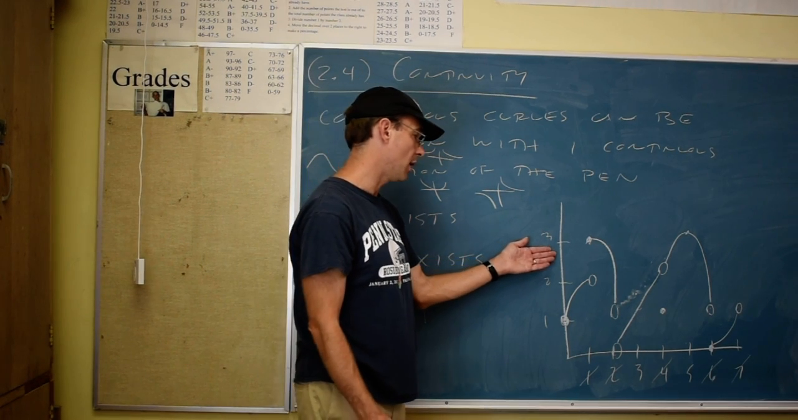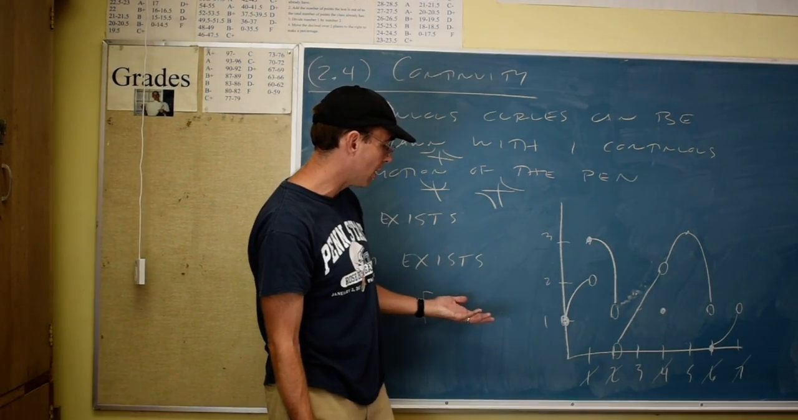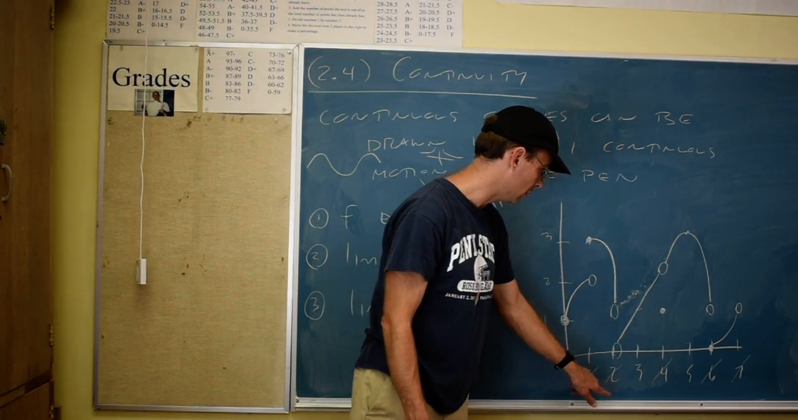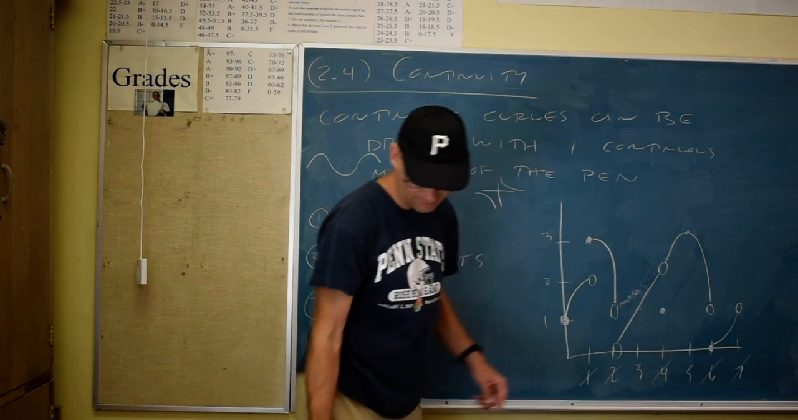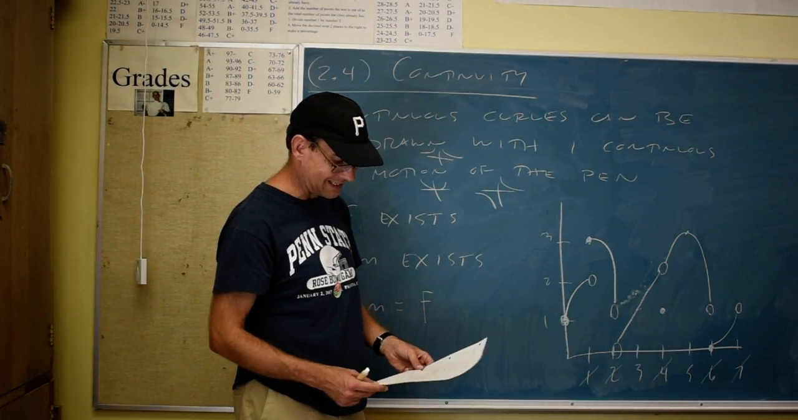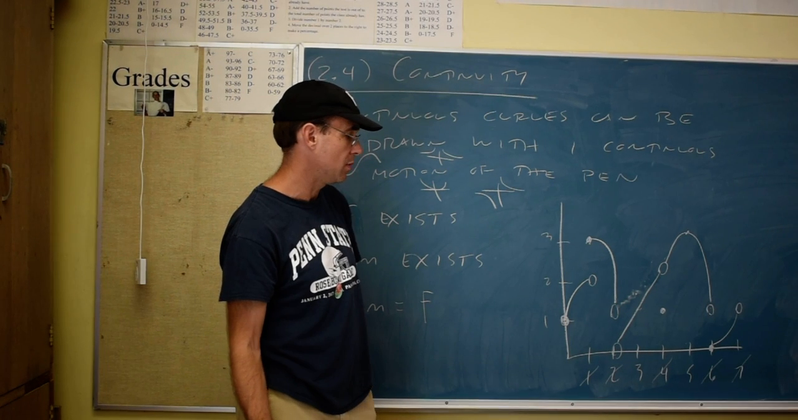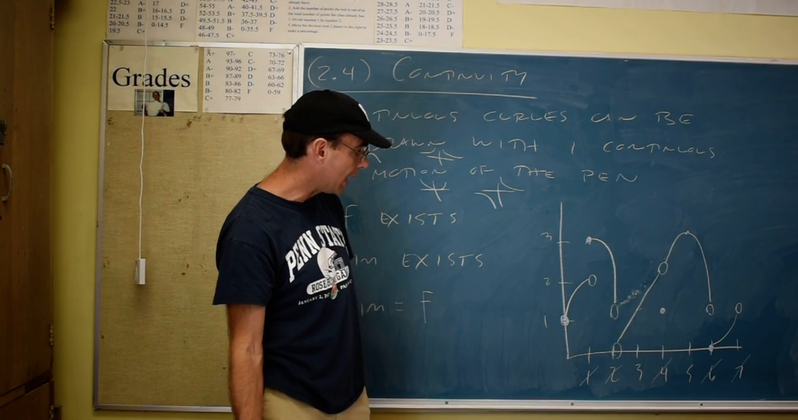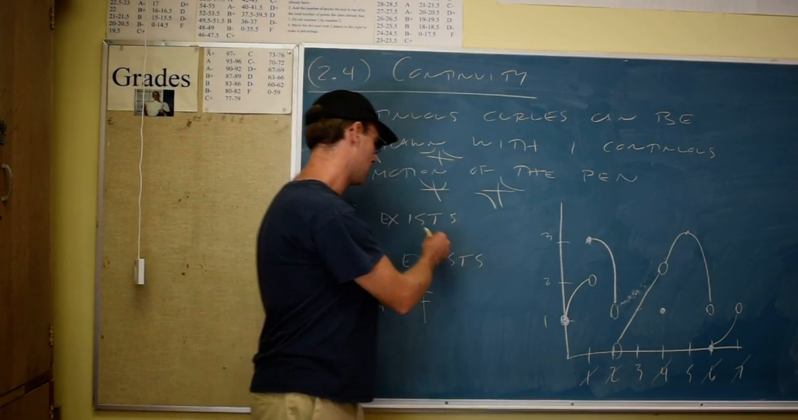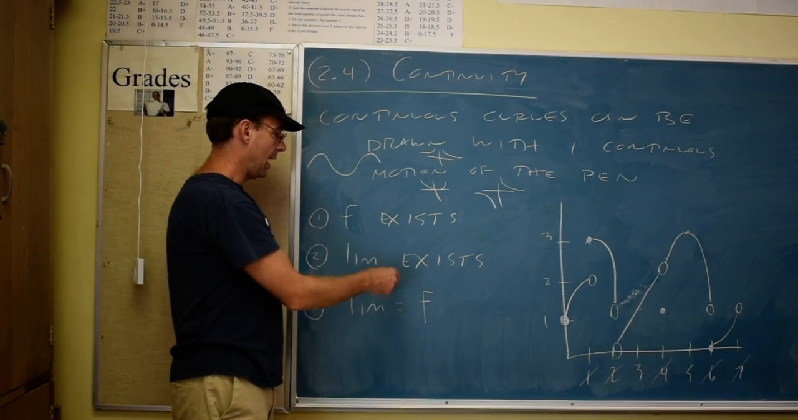So if you said to me, where is this continuous? I'd say everywhere except 1, 2, 4, 6, and 7. 1, 2, 4, 6, and 7 are our discontinuity points. And if they ask, why is it discontinuous? You go to one of these 3 rules.